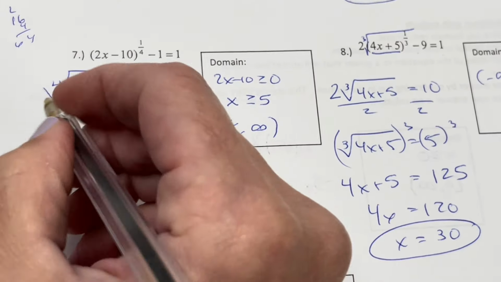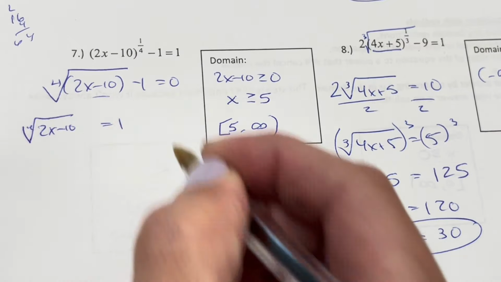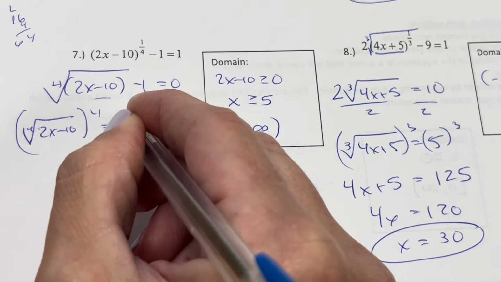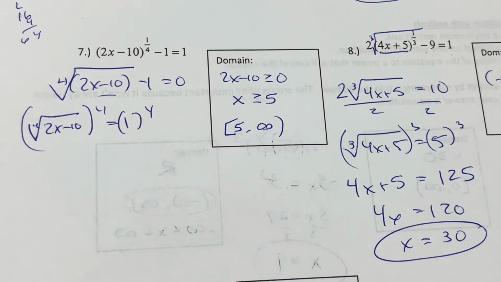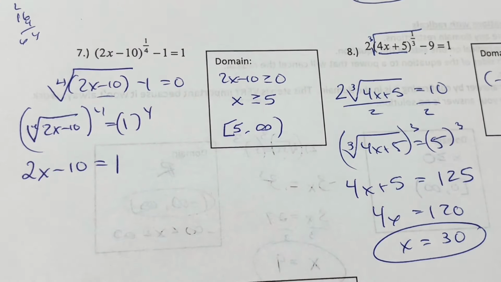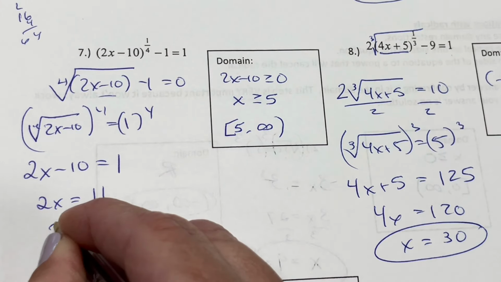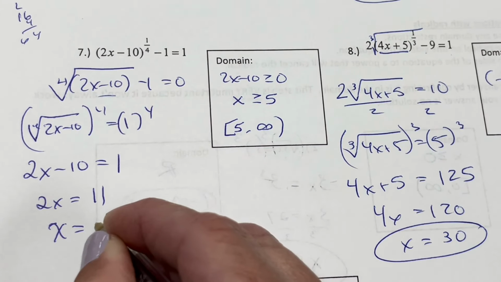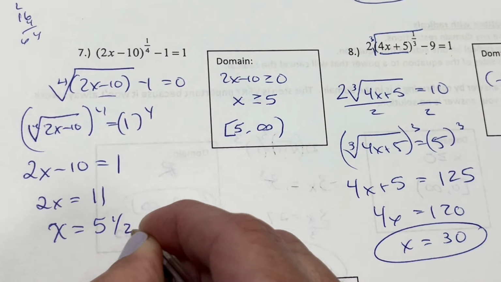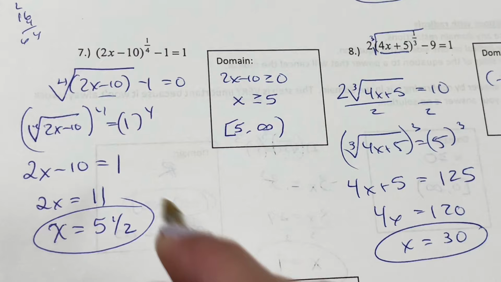Now let's go solve. So let's isolate the root. Now we're going to raise both sides to the 4th. So we undo the root. I'm going to add 10 to both sides now, divide by 2, and x is going to equal 11 over 2 or 5.5, whatever. Is that part of the domain? Yes, we're good to go.